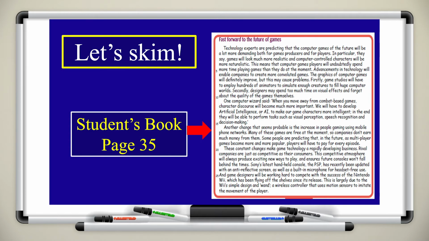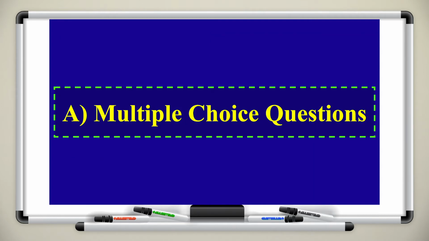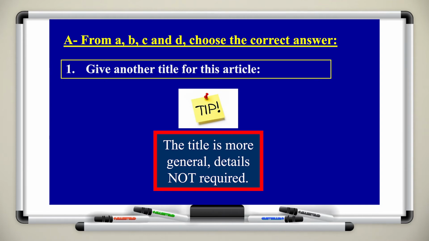Now, let's skim through the text. To remind you, skimming is a technique you use in reading, and it means reading the text quickly to find general ideas. Now, let's go ahead and face the multiple choice questions. The first one is, give another title for this article. The title is more general. Details are not required, so keep that in mind when you look for a title.